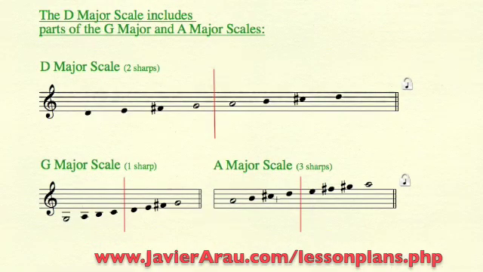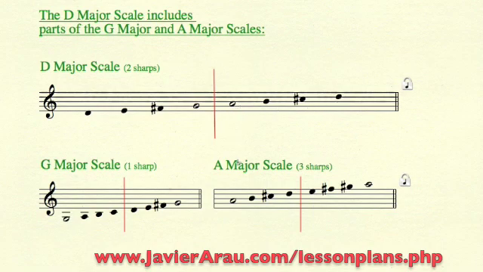One more example, taking the same concept now and looking at it in a different key. This is the D major scale, and in the D major scale we have parts of G major and parts of A major. So you have the D major scale, D, E, F sharp, G. We're going to do the same thing. This bottom half of D major becomes the top half of the G major scale, so D, E, F sharp, G. The top half of D major is A, B, C sharp, D.